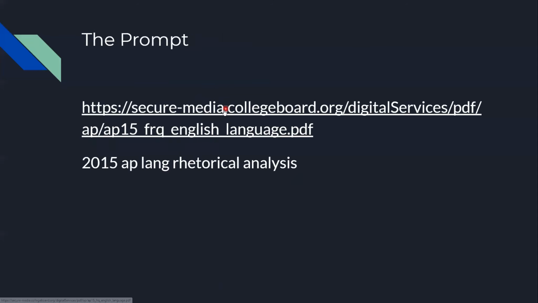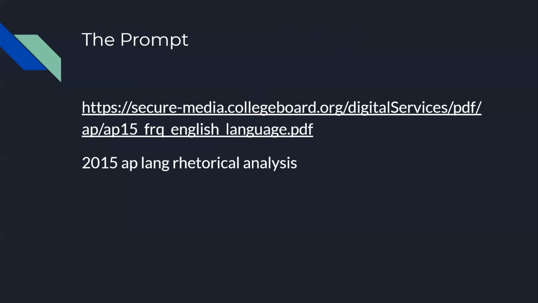All right, so the prompt I'll be using today as an example to show you how to approach a prompt is from the 2015 AP English Language and Composition free response section. It is question 2 out of the 3 for that section, and it is rhetorical analysis, as you probably expect for the series.